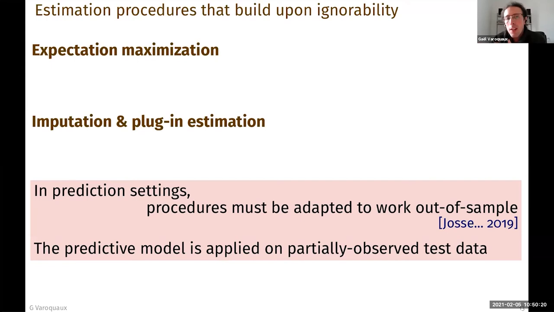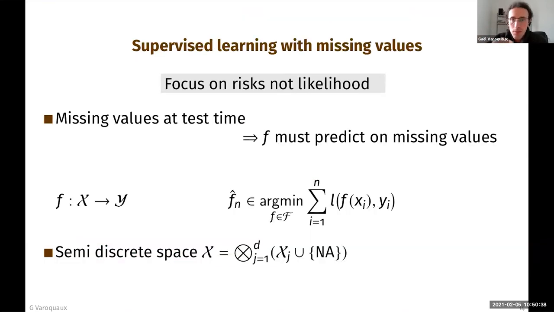And we're immediately hitting one problem, which is that the predictive model is applied only on partially observed test data. So if you give me test data, it's going to have holes in it, and I need to have a predictive model that works on this data with holes in it. And so these are the settings we're interested in.